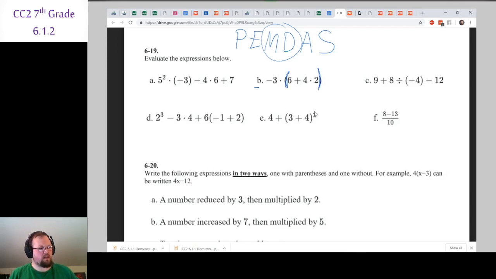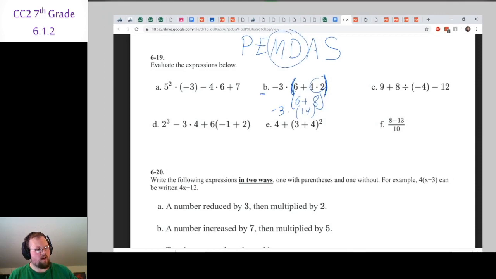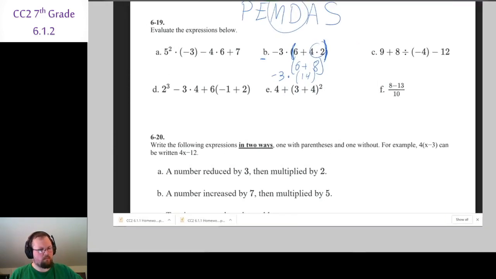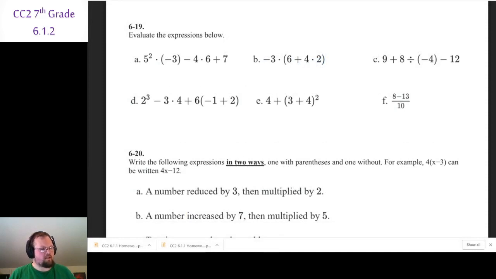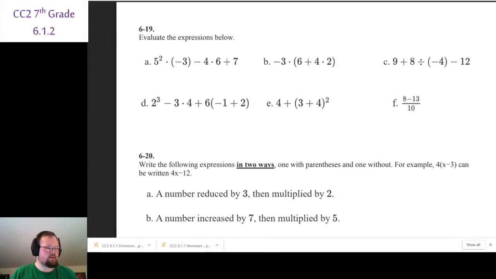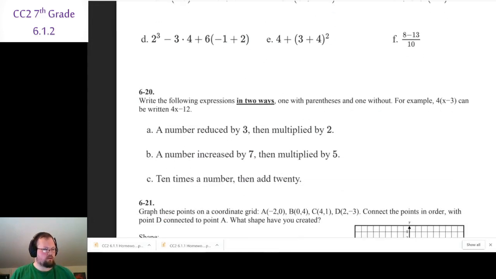Are there exponents in there? No. Is there multiplication? Yes. Let's do the 4 times 2 to get 8. Is there still math to do? Yes, 6 plus 8 is 14. That's inside the parentheses. And now you're left with this problem that is -3 times 14. So just keep that in mind. Whenever you're doing these, you have to be super careful. Make sure that in something like the 5 squared in this first one, you have to do that first.